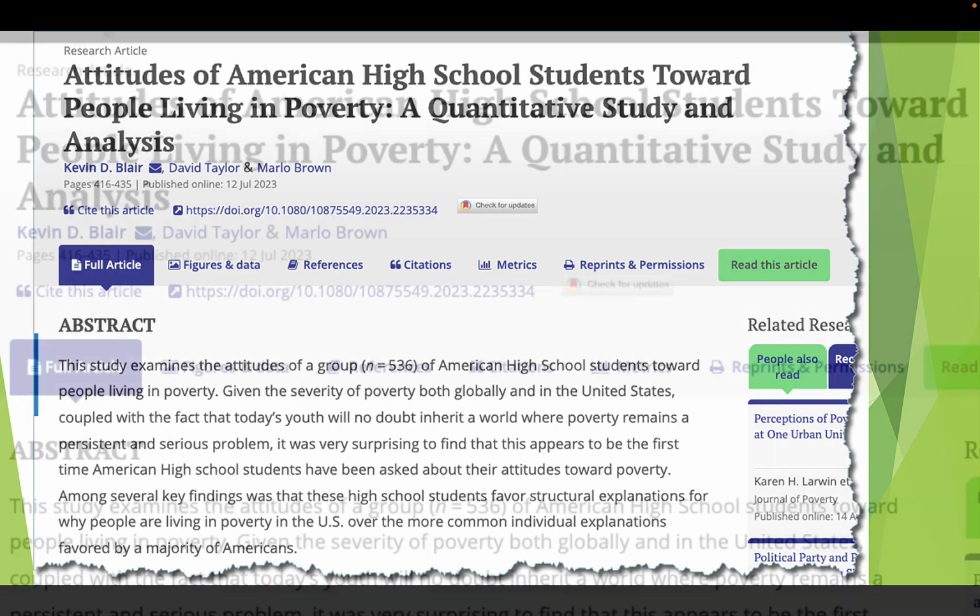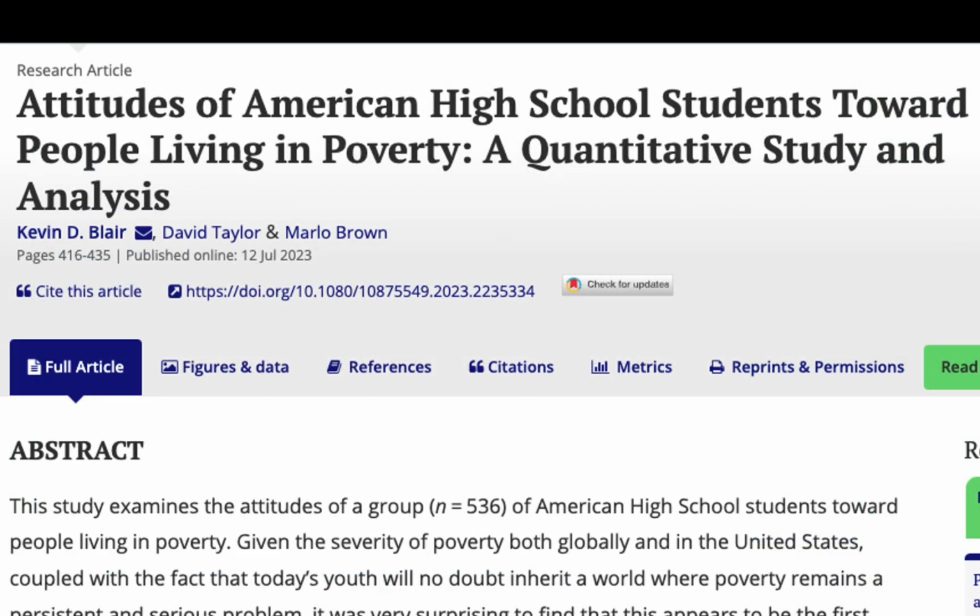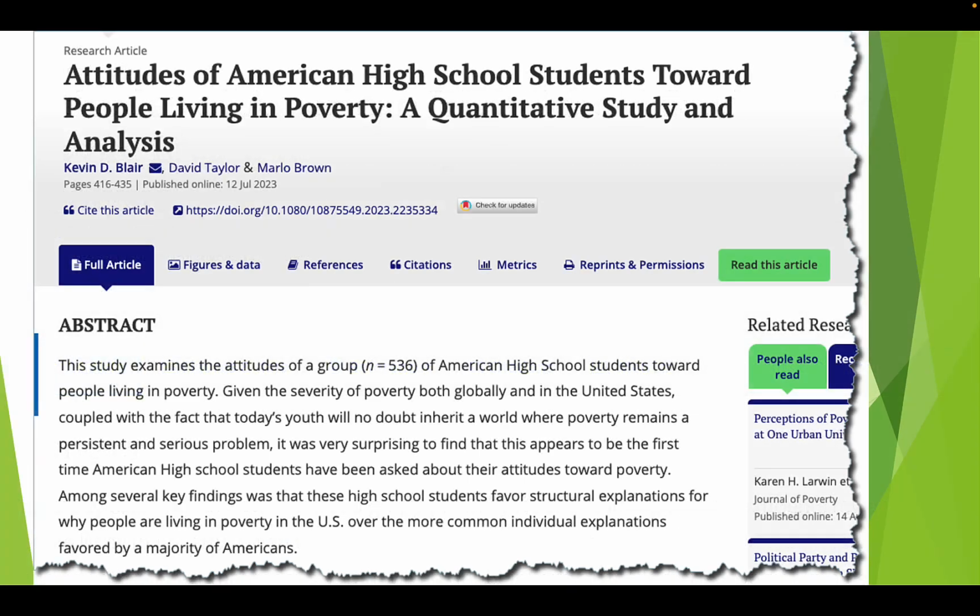The name of this study is called Attitudes of American High School Students Toward People Living in Poverty. So I'm assuming from the title that they're going to be reporting the results of a survey, an attitude survey, in which they will generalize to American high school students in general, just based on the title. Now, I know in the abstract it indicates that there was a sample size of 536 American high school students. So out of the entire population of high school students, they selected 536 to participate in the attitude survey.